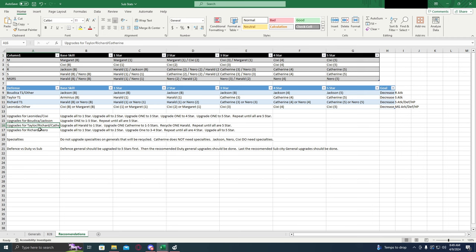If you're running a Taylor, Richard, Catherine combo, because Catherine can be used for all of those, I recommend upgrading Herald to 1 star and then just keep all those Heralds at 1 star, and then focus on Catherine. You're upgrading your Catherines to 1 through 5 stars. And then you're going to recycle one Herald to get replaced. So, meaning you're going to recover the Blood of Ares that you've invested in them.